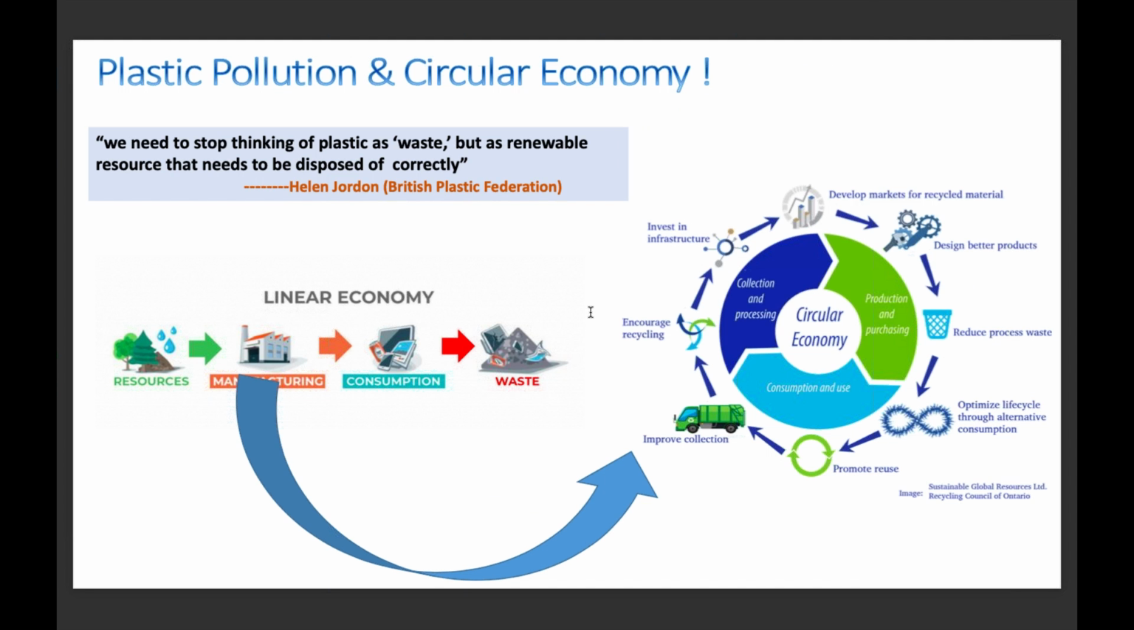In the case of plastic pollution, what is globally thought of is that we should not work in a linear economy. That means we manufacture, we use it, and we throw it as waste. This is the linear economy. Instead, bring the plastics into the circular economy so that they don't go away from the economic framework. It stays there, but it is just recycled.